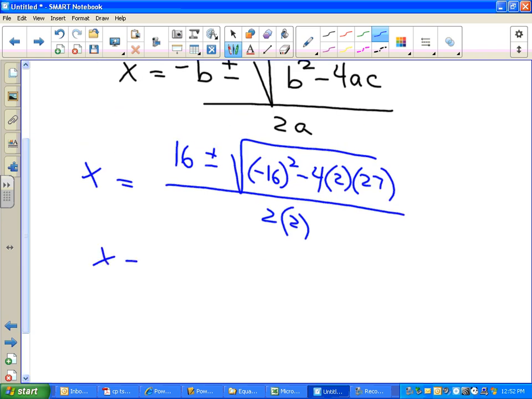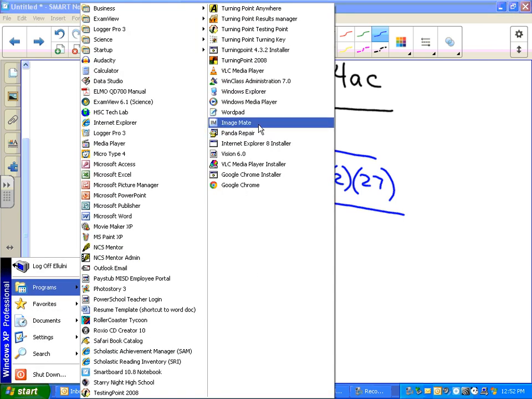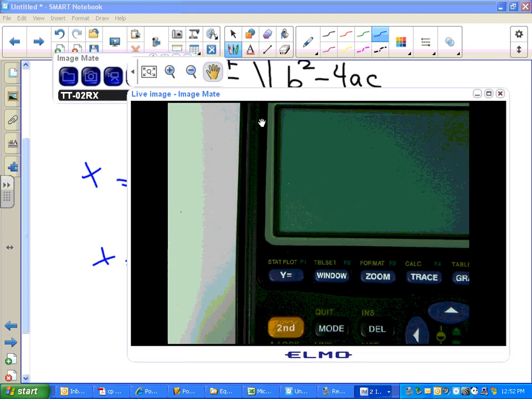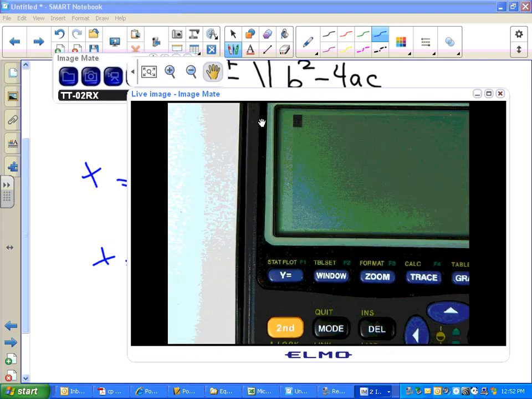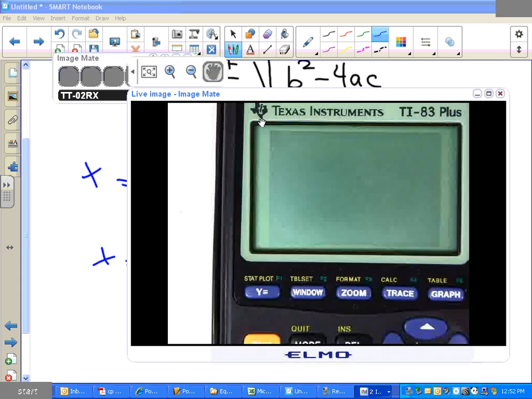Let your calculator do the work from this point on. Everybody's got their calculator. Turn it on. I'm going to switch over to the Elmo. I think what you'll find is that this is a lot easier once you learn how to type it in there correctly.